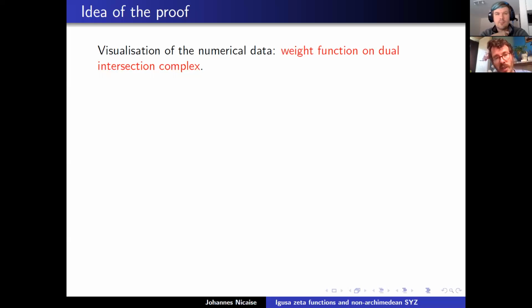And so in order to explain why such a result could be true, we use a new way to package the numerical data into a picture. So we try to visualize the numerical data and the combinatorial properties of the resolution of singularities by defining a weight function on a dual intersection complex. This is quite similar to what you've been studying in the past couple of weeks, where dual intersection complexes appeared as skeleta of Berkovich spaces, and where you looked at discrepancy functions or other types of weight functions on these spaces.